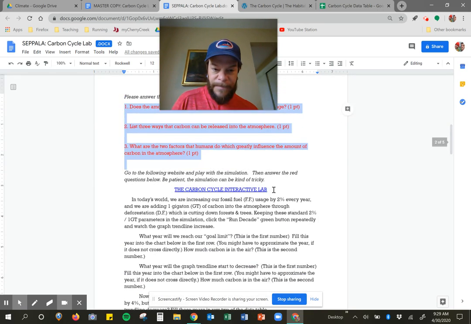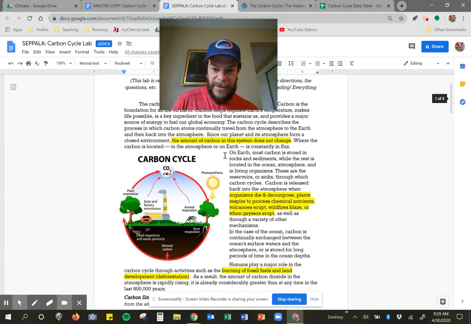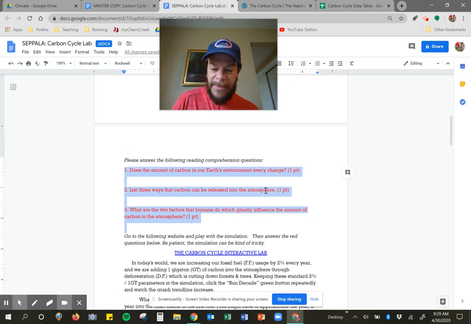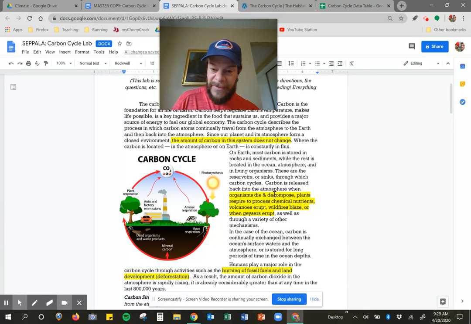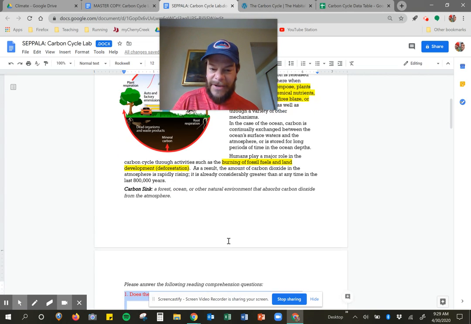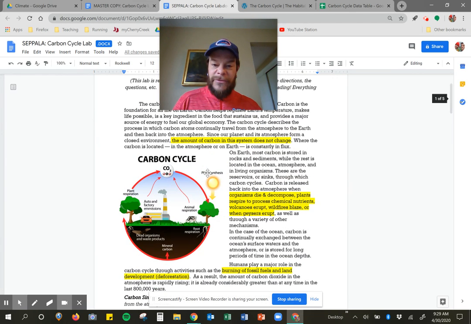Number one, does the amount of carbon in our Earth's environment ever change? The amount of carbon in this system does not change. Number two, three ways carbon can be released: organisms die and decompose, plants respire, volcanoes erupt, wildfires blaze, and geysers erupt. There's your three. And then lastly, what do humans do? Burn fossil fuels and land development, deforestation. So these three points, I'll be honest, were kind of gimmies. It was right here in the reading.